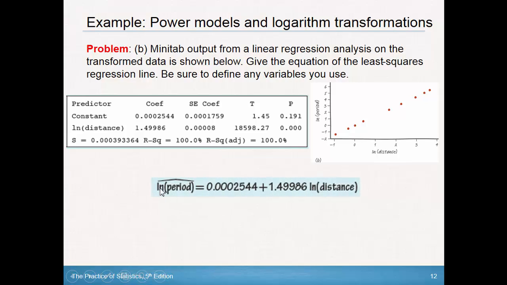But this is what it looks like. The natural log of the period, hat, equals our y-intercept, 0.0002544, plus 1.49986 times the natural log of distance.